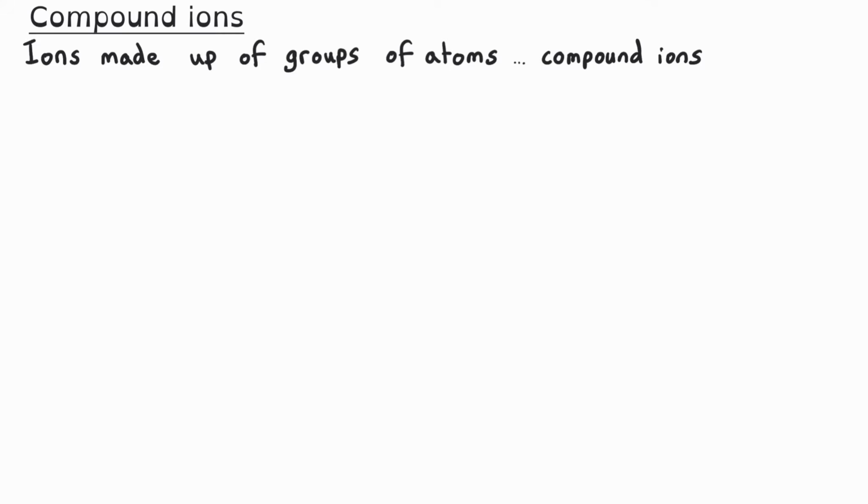Some ions are made up of groups of atoms, and these ions are referred to as compound ions, or sometimes as molecular ions. Let's look at some examples that you need to know about.